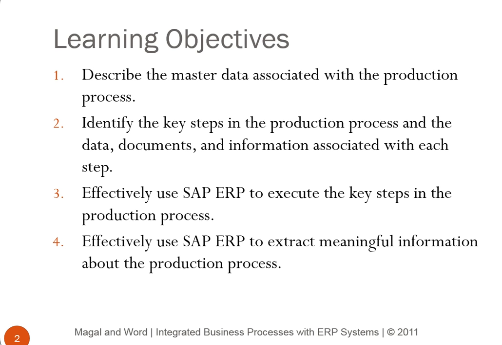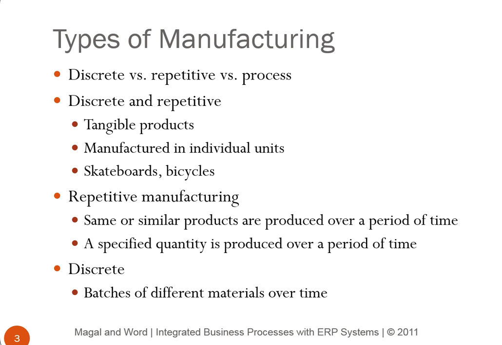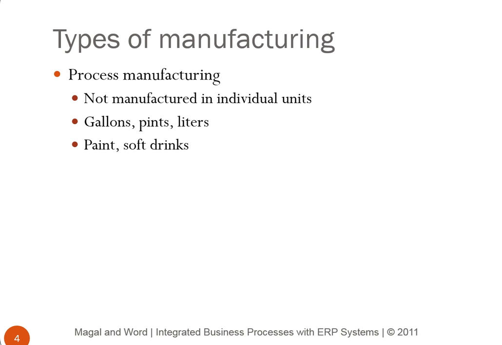So the learning objectives, as you can see: the master data associated with the production process, identifying the key steps, how SAP ERP enables this production process, and what meaningful information you can get out of the production process. So production can be of different types: discrete versus repetitive versus process oriented. This is process manufacturing.